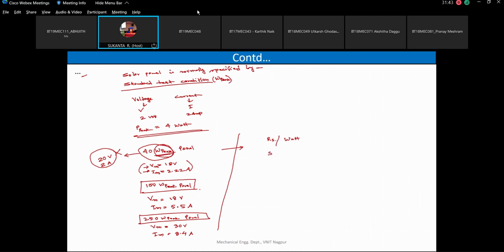Rupees per watt. Like for small size or small quantities of that panel, its standard price is from rupees 25 to 30 per watt. And for large size solar panels, it's near about 20 to 25 per watt basis. So this is the costing one. You can write it down. Note it down also. These are some standard, okay?